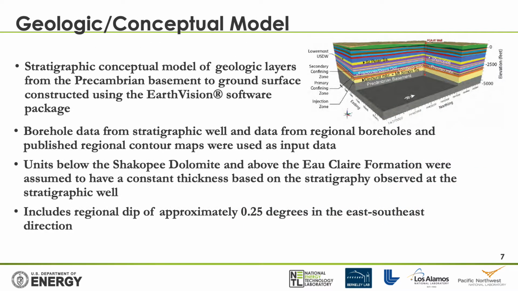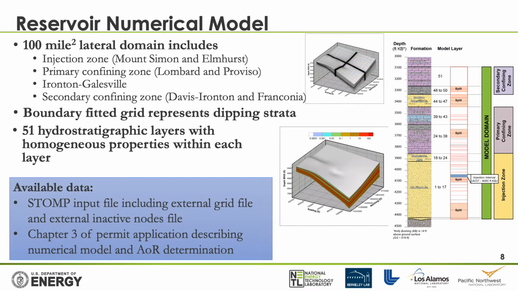Borehole data from the stratigraphic well and from regional boreholes and published regional contour maps were used as input data to develop the geologic model for the site. The reservoir numerical model covers a 100-mile square lateral domain, and it includes the injection zone from the Mount Simon up through the secondary confining zone, the Davis, Ironton, and Franconia. It has a boundary-fitted grid representing the dipping strata and 51 hydrostratigraphic layers, with homogeneous properties within each layer. We used a simpler 31-layer model for our analyses.